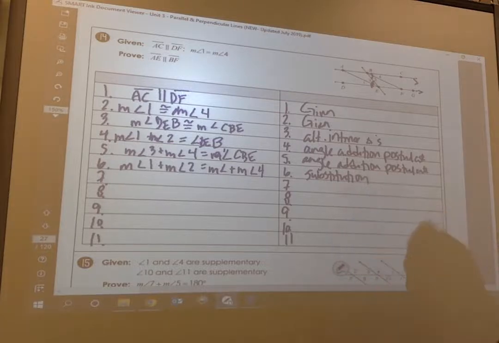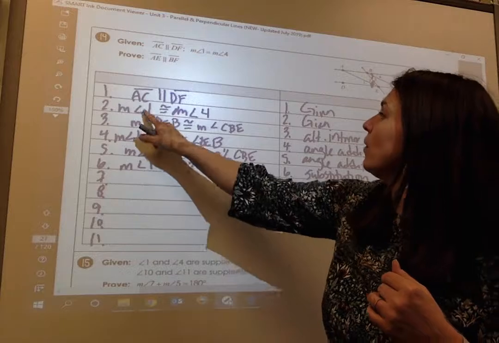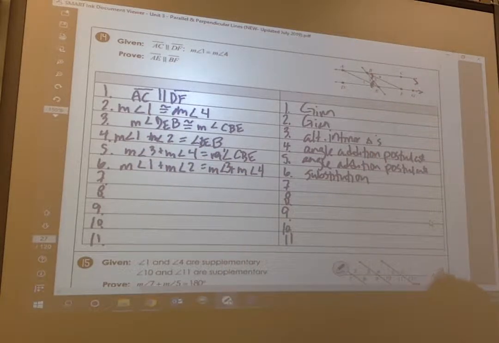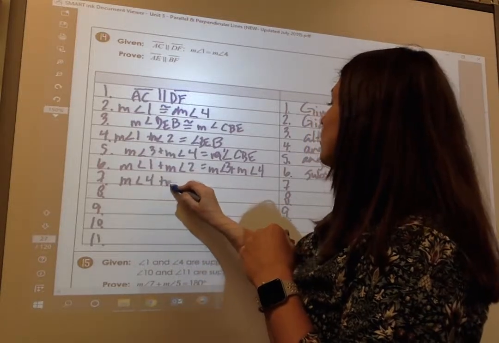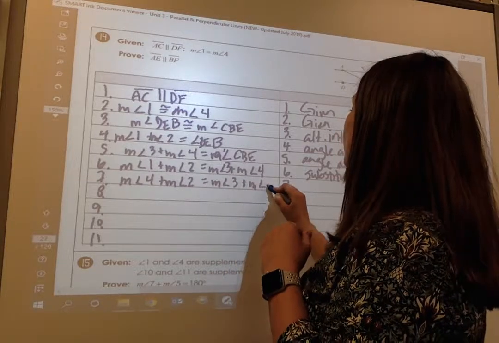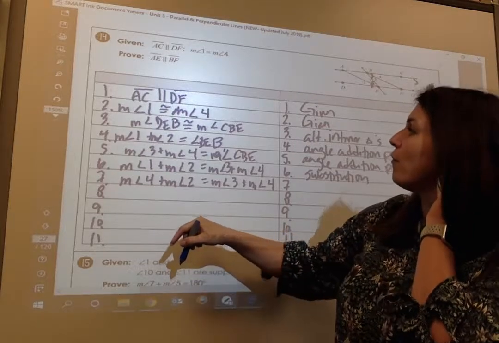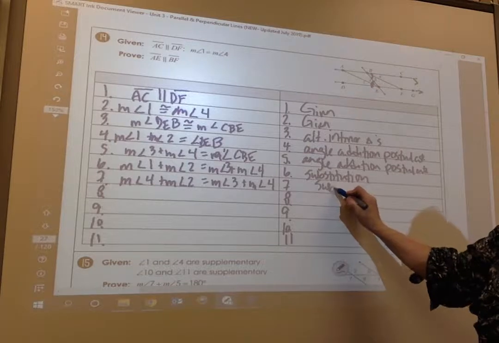Okay? And now going back, I know that angle 1 and angle 4 are congruent to each other, right? So we've already introduced that, we know that's my given statement. So now what I can say is that the measurement of angle 4 plus the measurement of angle 2 is also equal to the measurement of angle 3 plus the measurement of angle 4. And all I did there is I substituted 4 for 1 from way up there. So that is also the substitution method.